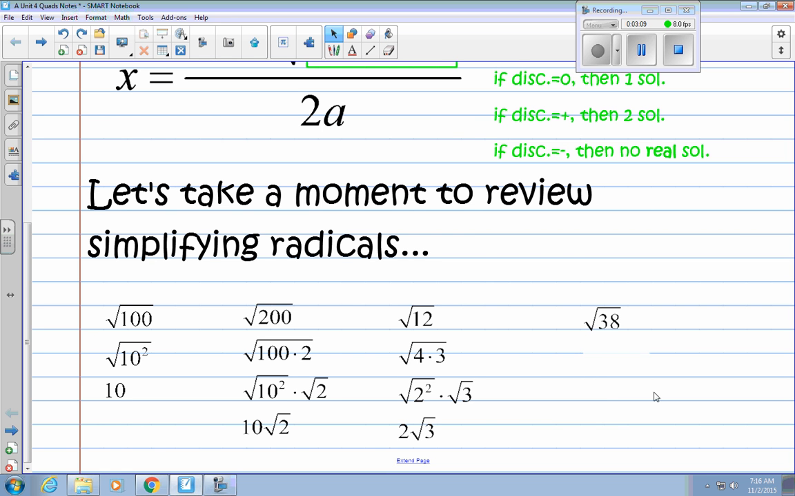If you get a number that doesn't have any perfect squares, then all you get is that number again. It's as simple as it can get. If it doesn't have any perfect square factors, then it's already simplified.